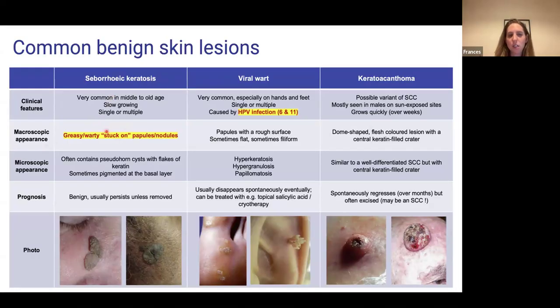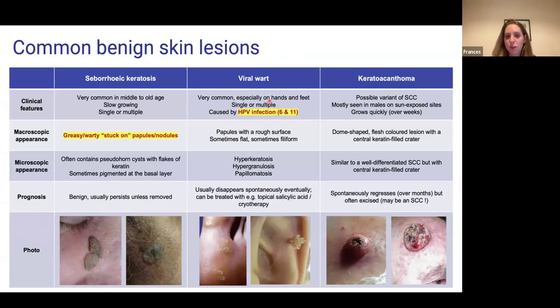The question stem's normally going to say that they are greasy or warty in appearance. They have a stuck-on appearance. It looks like somebody's just come and stuck it on the face, and they're papules or nodules, so they're elevated off the skin. In terms of microscopy, they are often pigmented. The differential for seborrheic keratosis would be a melanoma. That's what a lot of patients will be worried about, but they're quite distinct on histology, and they're very, very benign. So they would normally persist unless they're removed, but there's not any real indication for removing them because they're nothing to worry about.